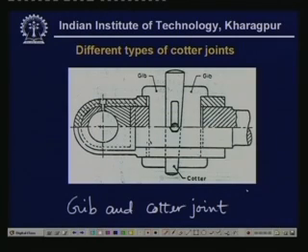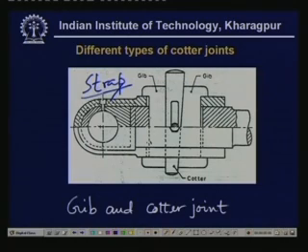Now there is a strap end. So this, the outer periphery, this one is known as strap. This is the strap, and when you have this strap, then without this part which is known as gib, the strap tries to open up.